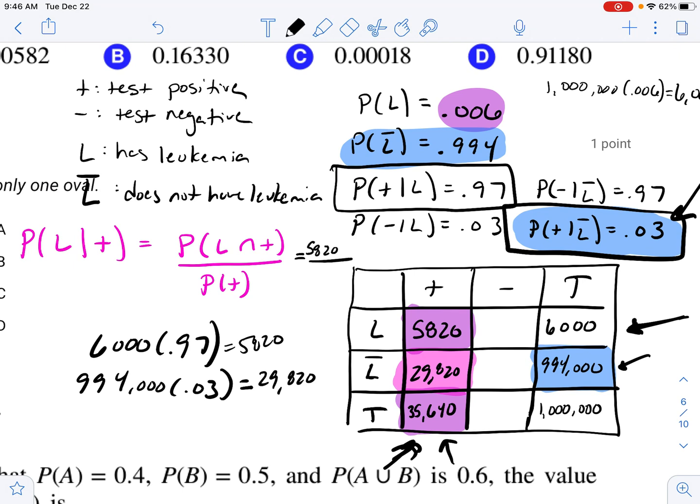So we've got 5,820 who have leukemia and test positive, divided by the total number who tested positive, 35,640. And what do you suppose you're going to get when you punch that in, folks? Well, again, you get exactly the same thing here. Okay, it works out exactly the same.